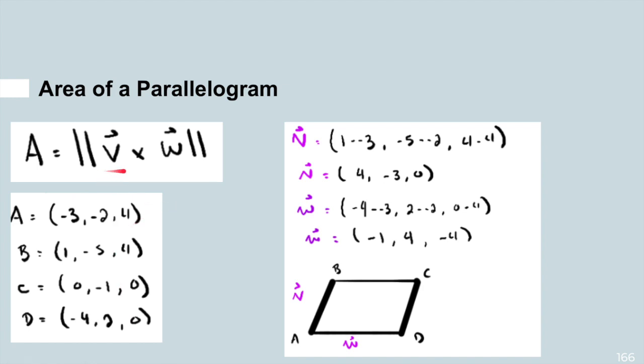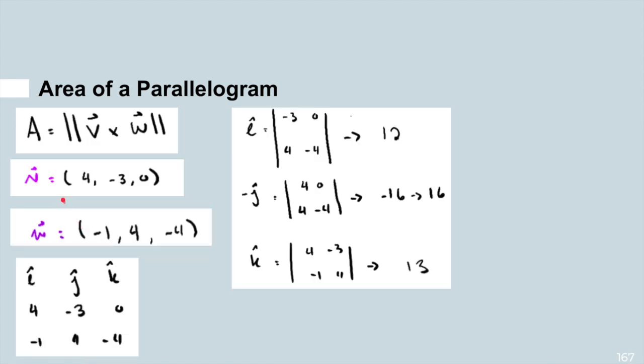So I figured out what v is, I figured out what w is, and now I'm going to take the cross product between them. If you don't already know how to do that, the last video was just about the cross product. So if we remember, we're going to put our vectors into matrix form, like so, with our i's in one column, j's in one column, k's in the other.